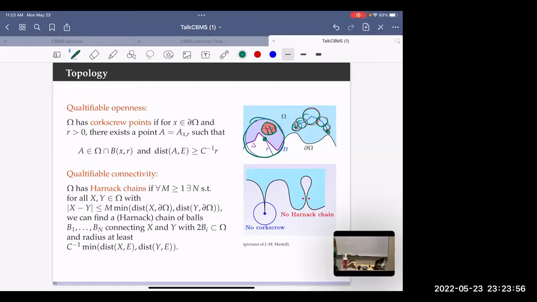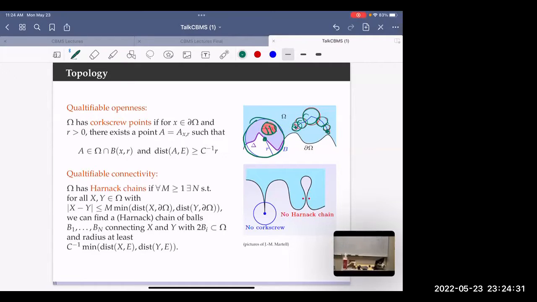One example to the contrary is this one, in the sense that you can have two points inside the set, and in principle make them arbitrarily close to the boundary. While there is a path connecting the two, it's too long. The path has to be of length comparable to the distance between the points. Here, the points can be arbitrarily close, and the path would be super long. So this is one counterexample.